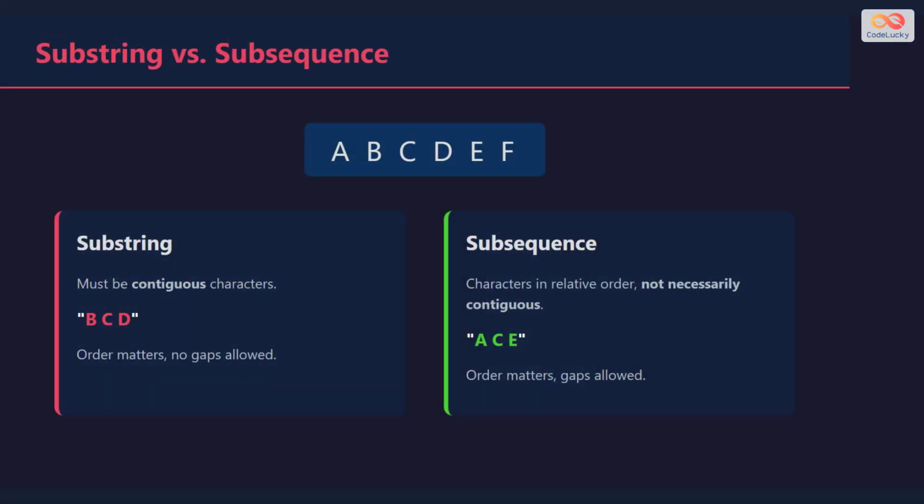It is crucial to distinguish between a substring and a subsequence, as this often confuses beginners. A substring consists of contiguous characters. They must be next to each other in the original string, like BCD in ABCDEF. A subsequence, however, can be formed by deleting 0 or more characters from the original string. The remaining characters keep their relative order, but do not need to be adjacent, like ACE.